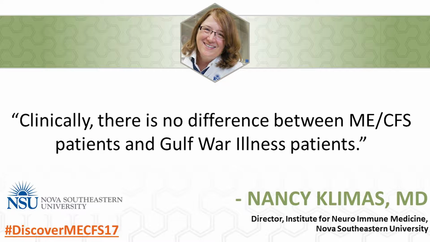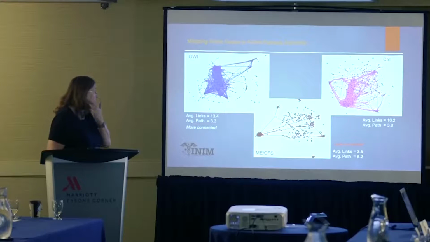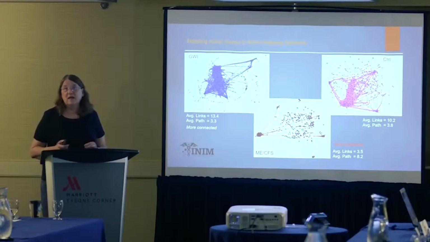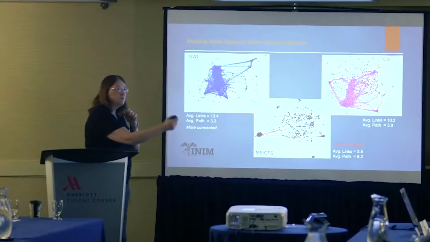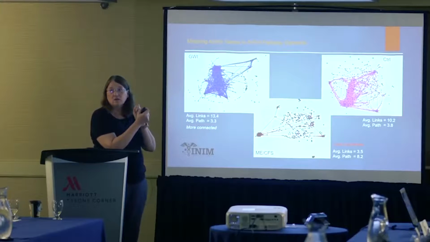We're comparing two illnesses, Gulf War and chronic fatigue syndrome. They have very similar presentations, and they're equally complex. If you network map, this is when you say, okay, there's this gene path, and there's this gene path. Are they talking to each other? And how many genes or pathways do I have to work through before these two are communicating with each other?